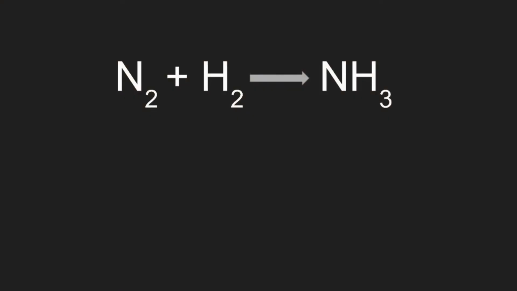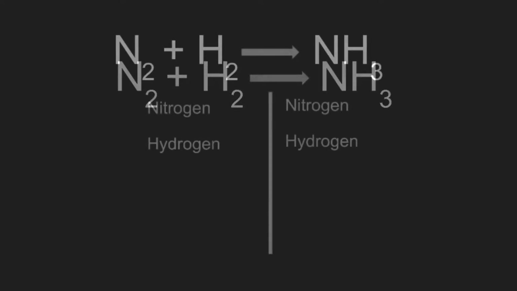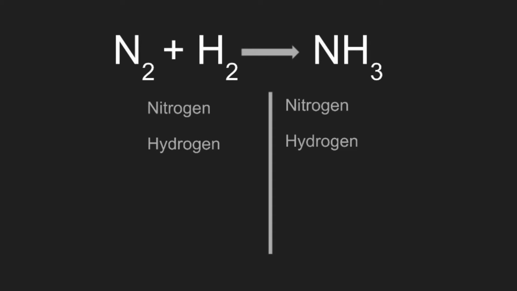Now let's apply this concept to a chemical equation. Here we have nitrogen gas combining with hydrogen gas to form ammonia. Let's list the elements that can be found in the reactants and products. Notice we have nitrogen and hydrogen on both sides of the equation.